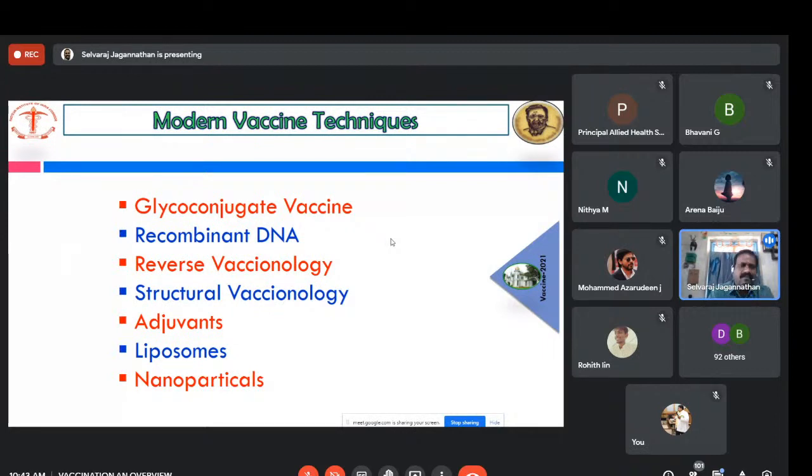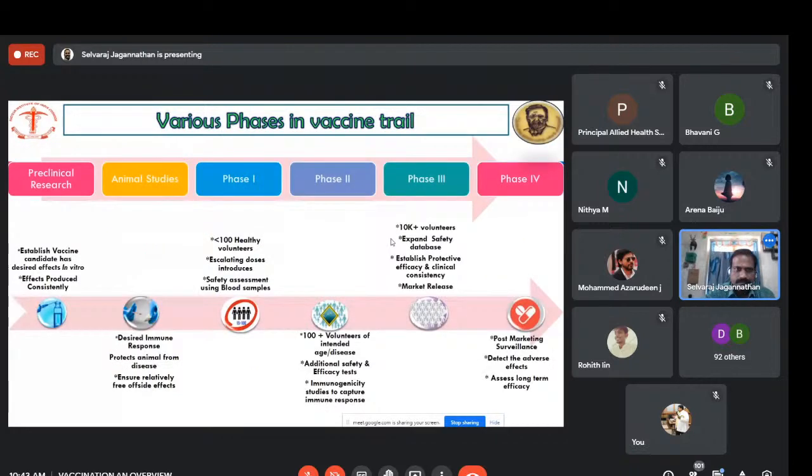Next are various kinds of adjuvants, like MF59 adjuvant, and also MDP adjuvant and liposome-based adjuvants. So there are a lot of adjuvants for enhancement purposes. And recently we are also in the field of nanotechnology, so nanoparticle-based vaccines are also among the modern vaccine techniques. One is conjugate, recombinant DNA, reverse vaccinology, structural vaccinology, adjuvants, liposomes, and nanoparticles. Okay, it combines various approaches.